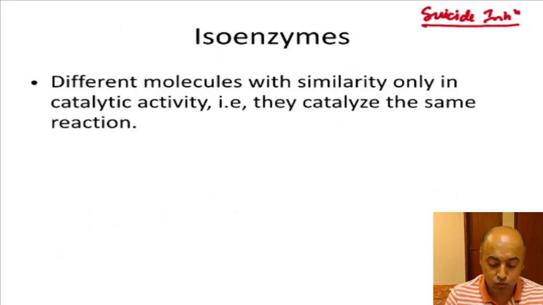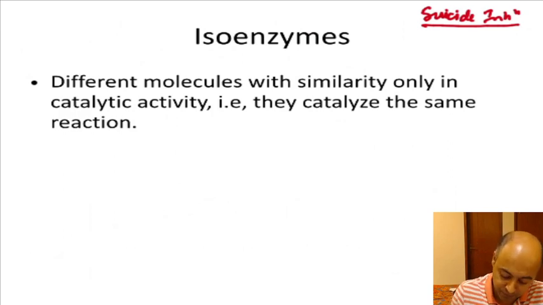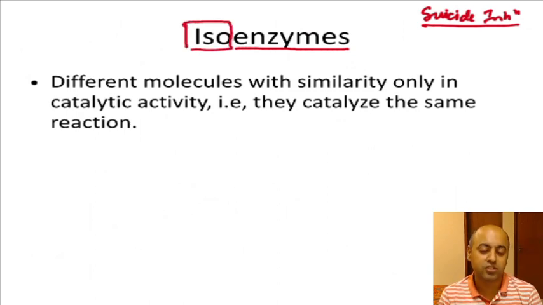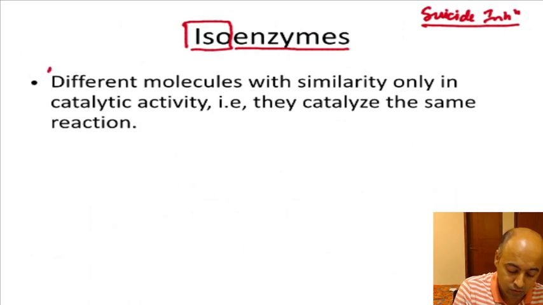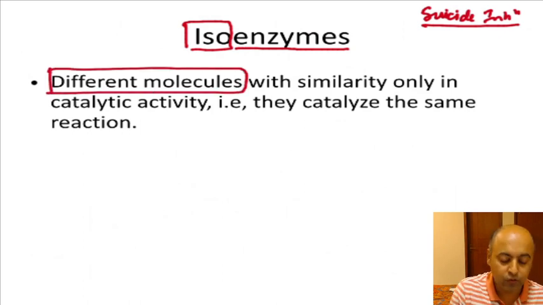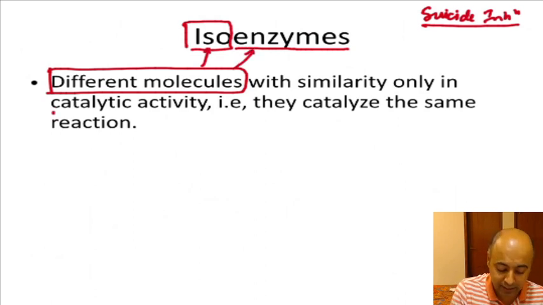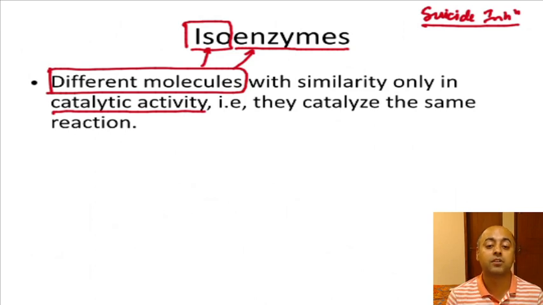Let's move on to the isoenzymes. About isoenzymes, the first thing to note is these are enzymes having similar functions. So we are looking at molecules which have similar enzymatic function. They have a similar catalytic activity. Enzyme means catalyst. So different molecules with similarity in catalytic activity, we call them isoenzymes.